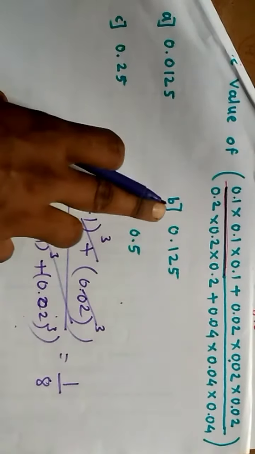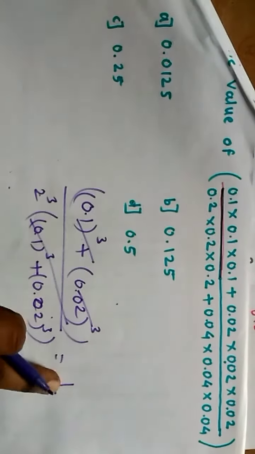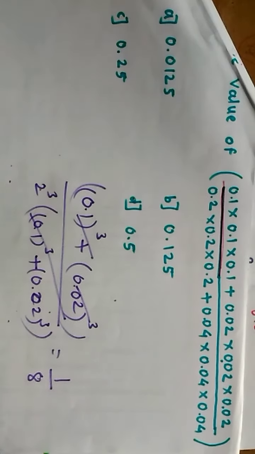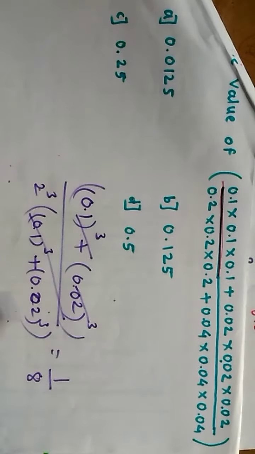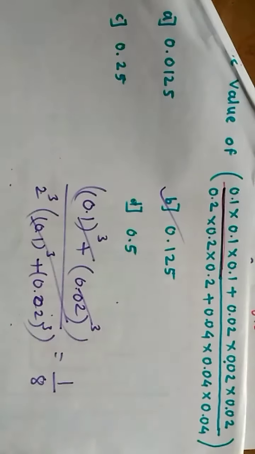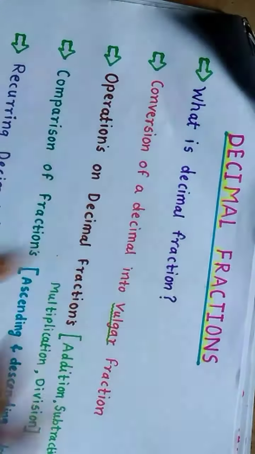So the answer should be 1 by 8, because 2 raised to 3 is equal to 8. But the options are in decimal form, not in vulgar form. So divide 1 by 8, so this becomes 0.125. Yes, that is, B is the right answer. Okay, next, so this topic is now completed.